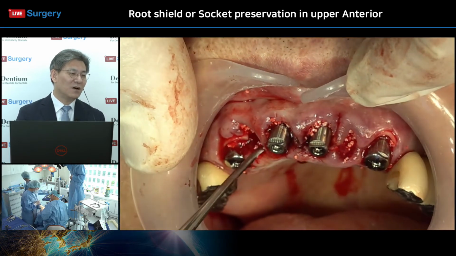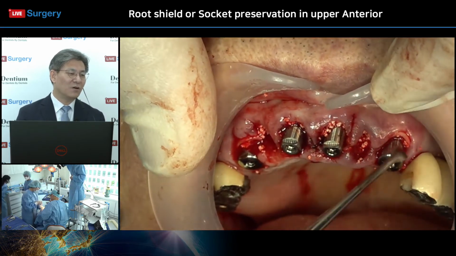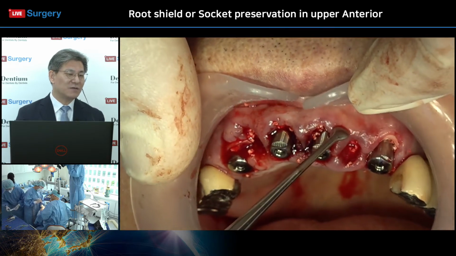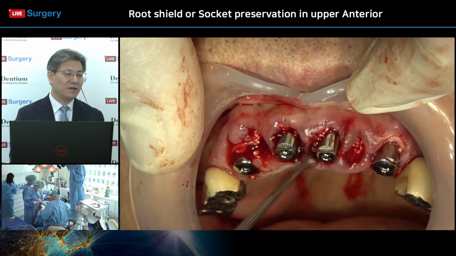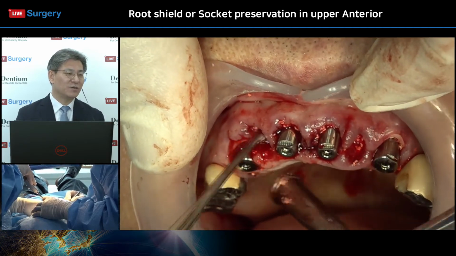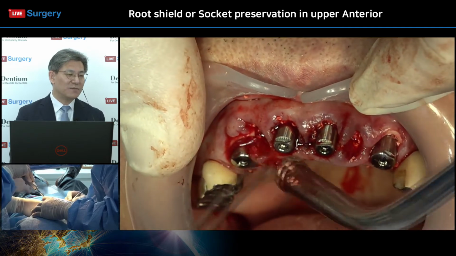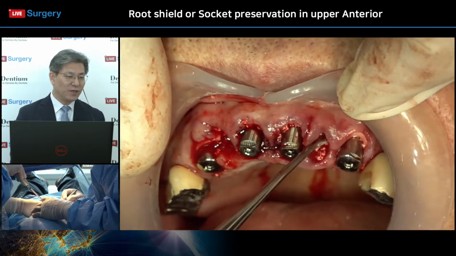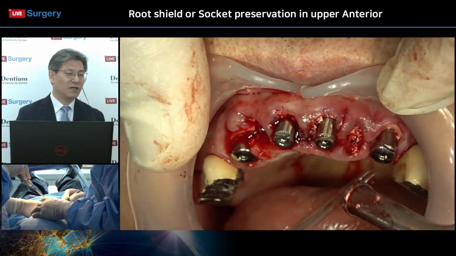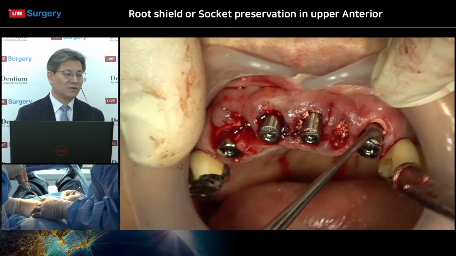Okay, so now the remnant of graft materials is removed. Excess graft materials sometimes prevent soft tissue healing or cell integration. So the remnant, the excess part of the graft materials, should be removed for better soft tissue healing, right?